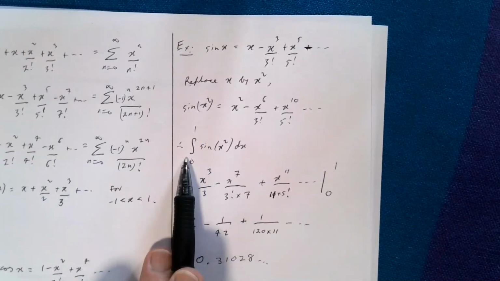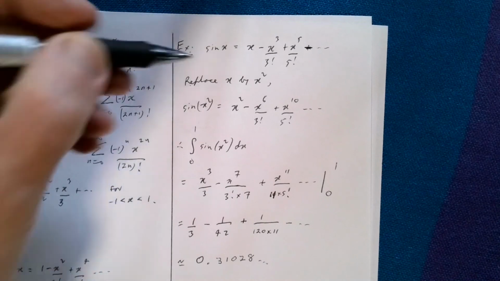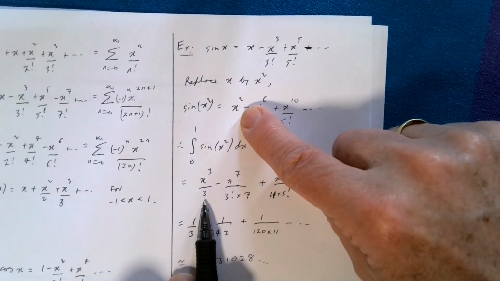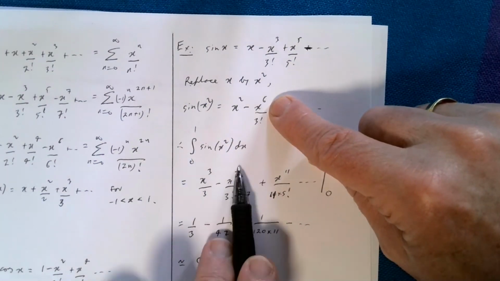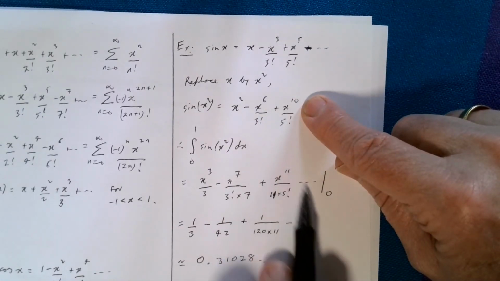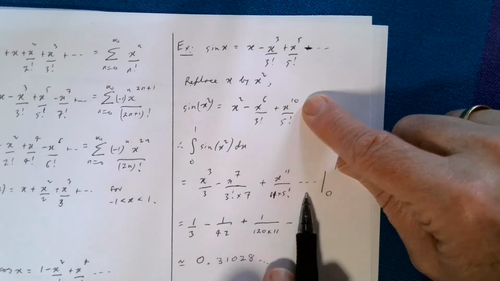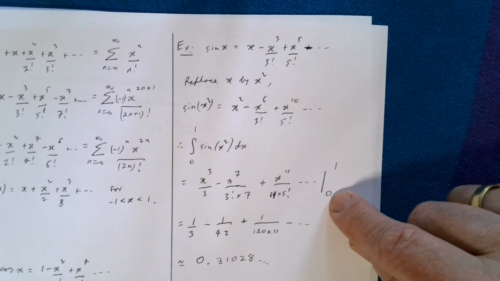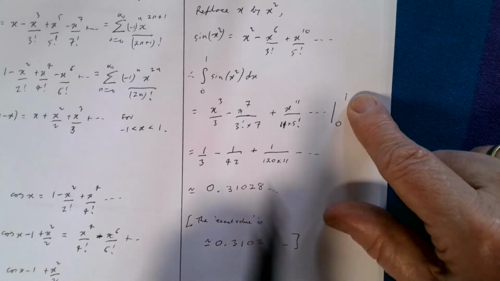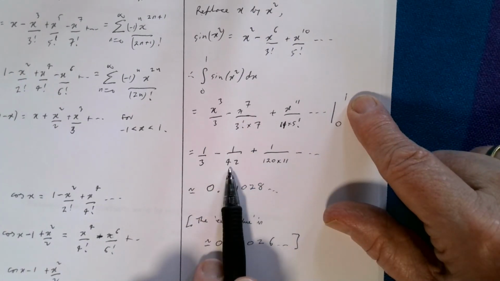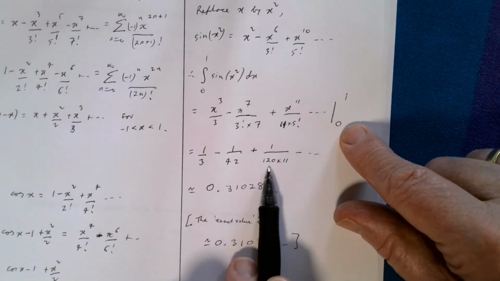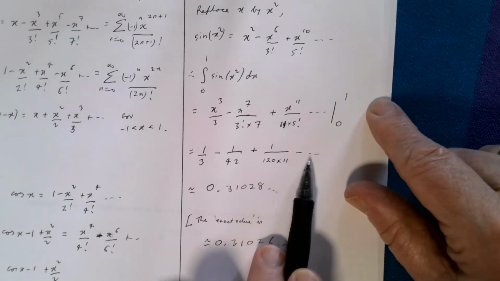So if I want the integral then of the sine of x squared, that's going to be the integral of this. So I integrate x squared, I get x cubed on 3. Integrate x to the 6th, I get x to the 7th on 7 times 3 factorial. Integrate x to the 10th, that's x to the 11th on 11 times 5 factorial, dot dot dot, and I'm going between 0 and 1. So I put in 0, you get nothing. You put in 1, you get a third. Now 3 factorial is 6, 7 sixes are 42, you get 1 on 42. And 5 factorial is 120 times 11, plus dot dot dot.